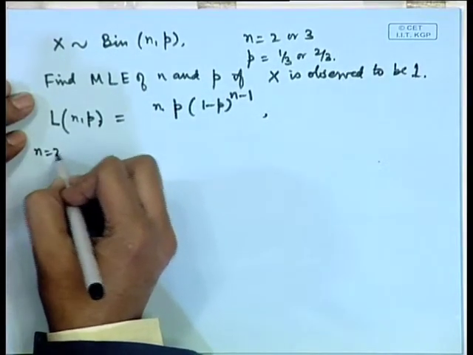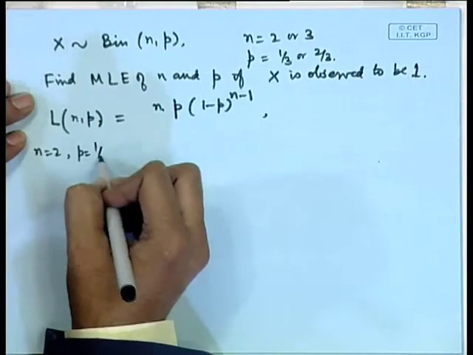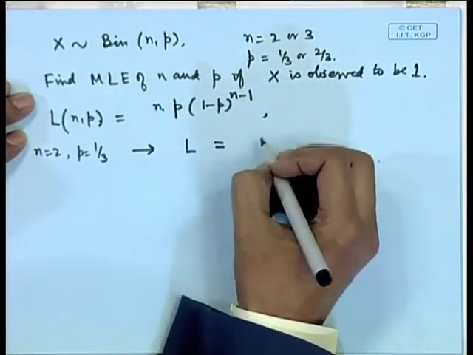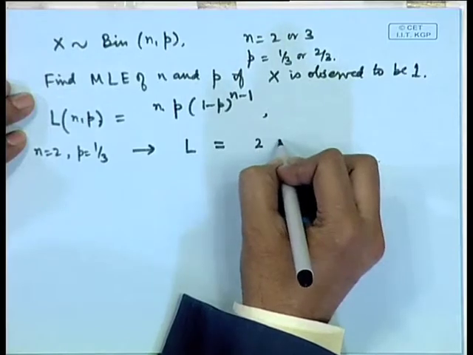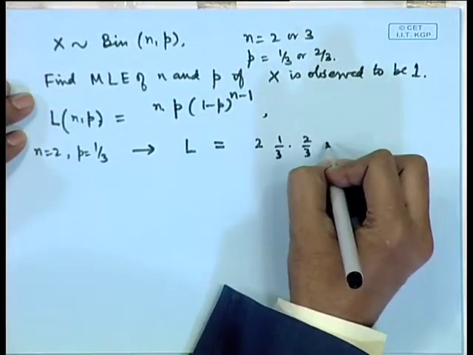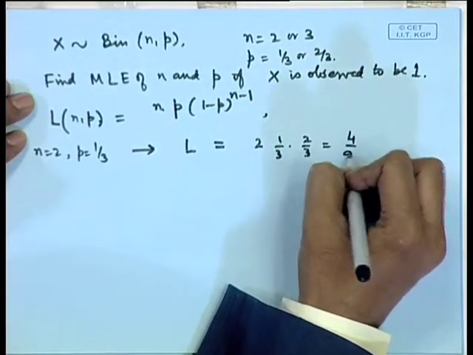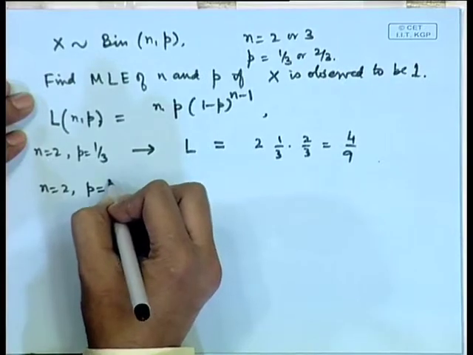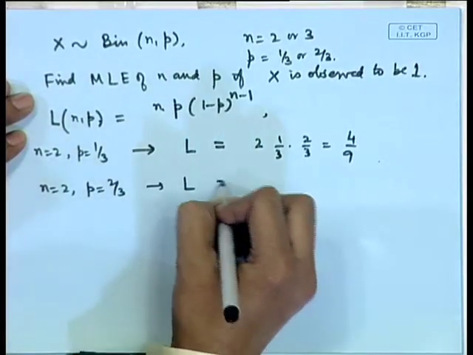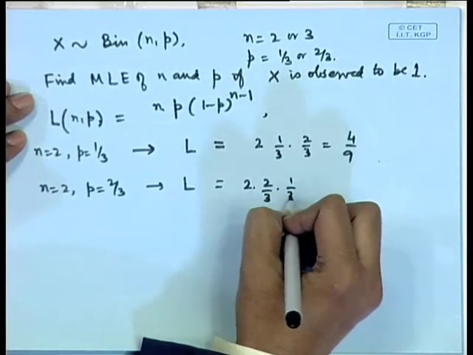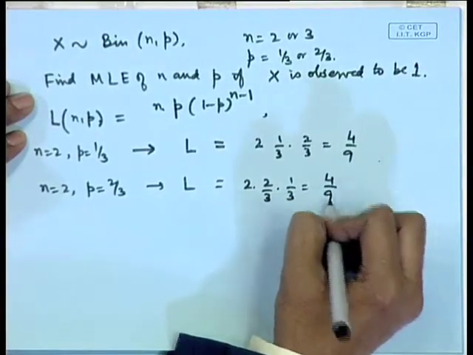When n is equal to 2, p is equal to 1/3, the likelihood function is equal to 2 times 1/3 times 2/3, that is equal to 4/9. When n is equal to 2 and p is equal to 2/3, the likelihood function value turns out to be 2 times 2/3 times 1/3, that is again 4/9.